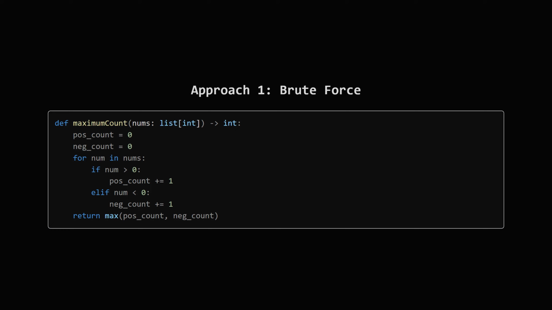Here's a brute force solution. We initialize two counters, pos_count and neg_count, to 0. We then iterate through the input array nums. For each number, we check if it's greater than 0. If it is, we increment pos_count. Otherwise, if the number is less than 0, we increment neg_count. Finally, we return the maximum of pos_count and neg_count. Zeros are effectively ignored because they don't satisfy either condition.